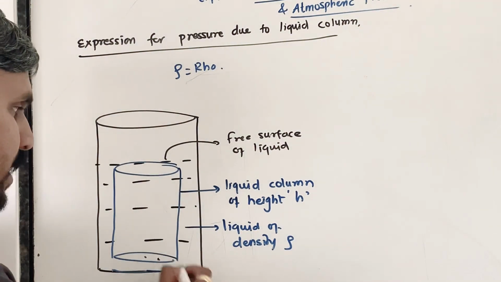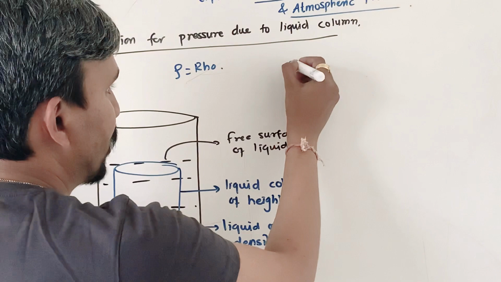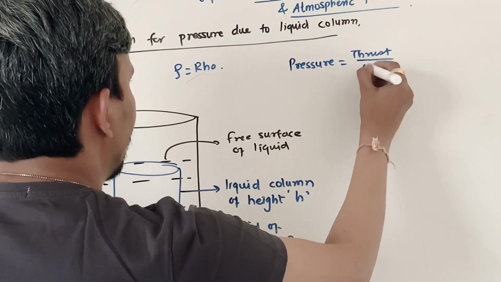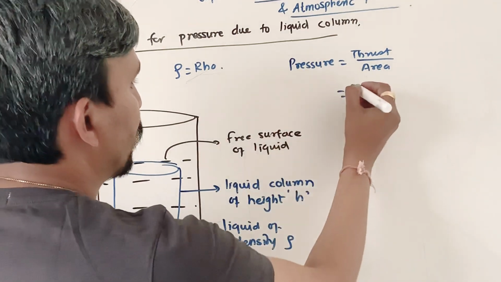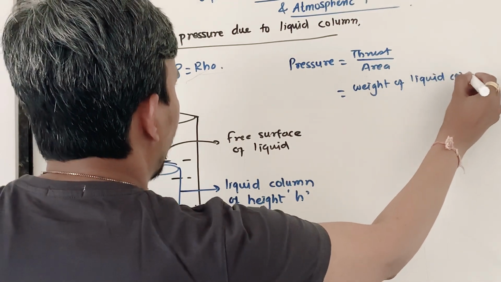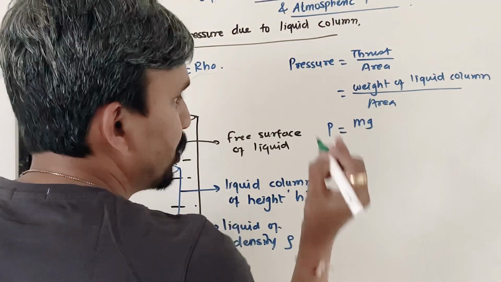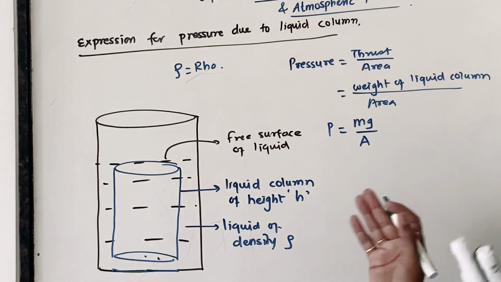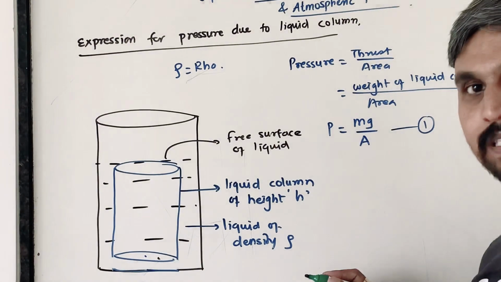Now what are the forces acting on this part over here? That force is nothing but weight. Pressure is nothing but thrust upon area. Over here thrust is nothing but the weight of the liquid column, upon what area? The weight of the liquid column is mg, because weight is mass into acceleration due to gravity. Area is A. Say this is equation number 1.